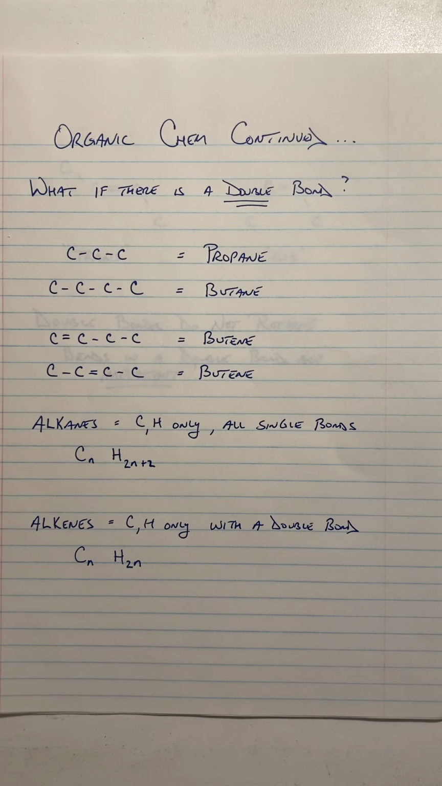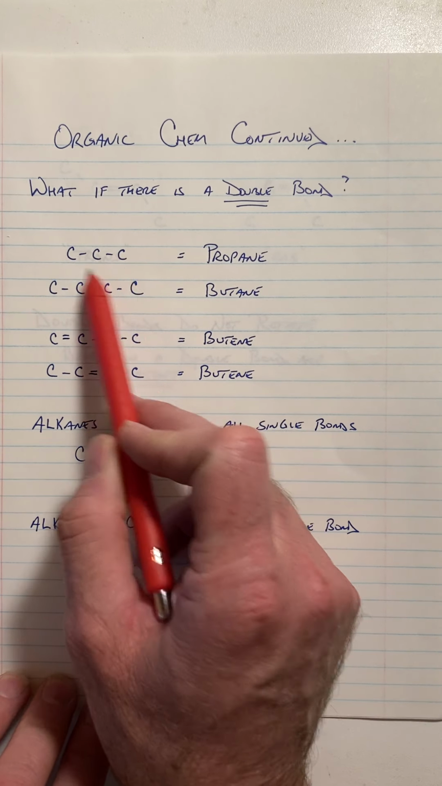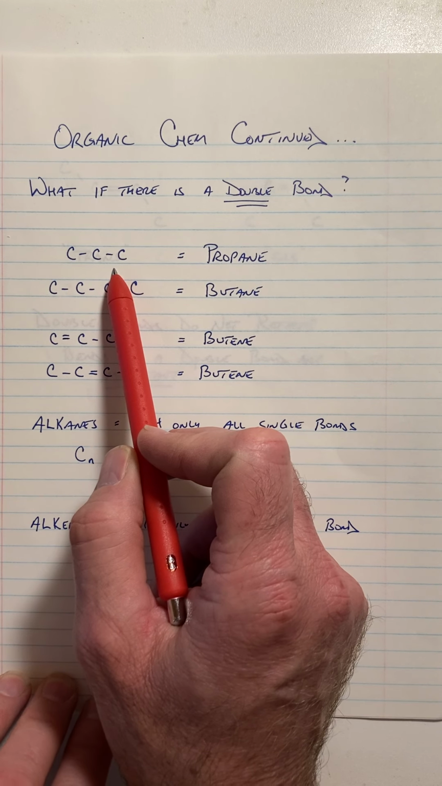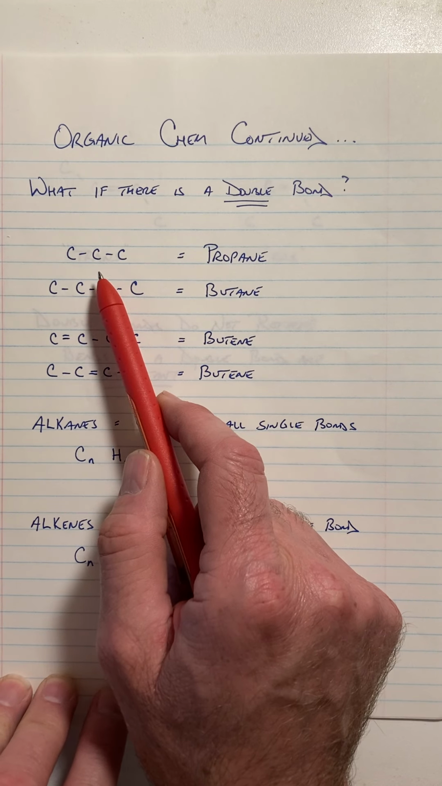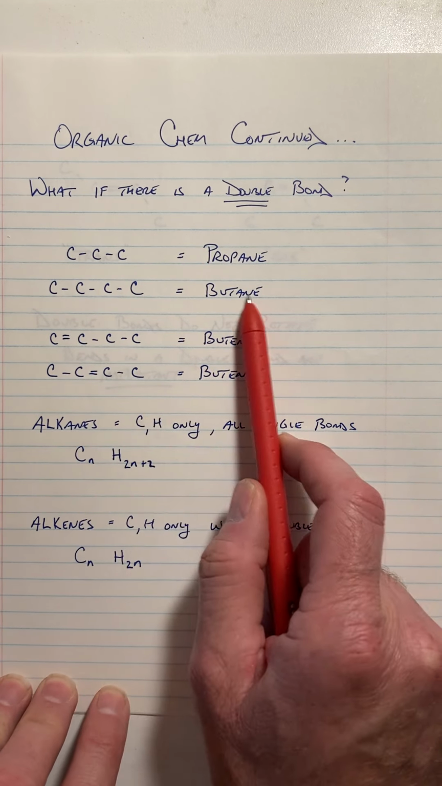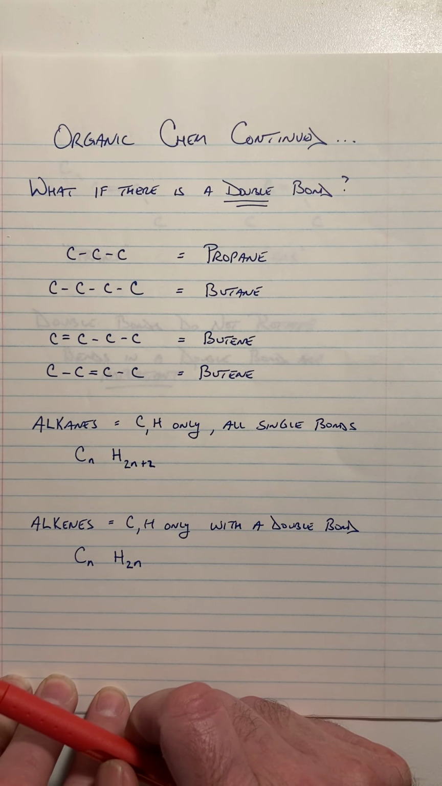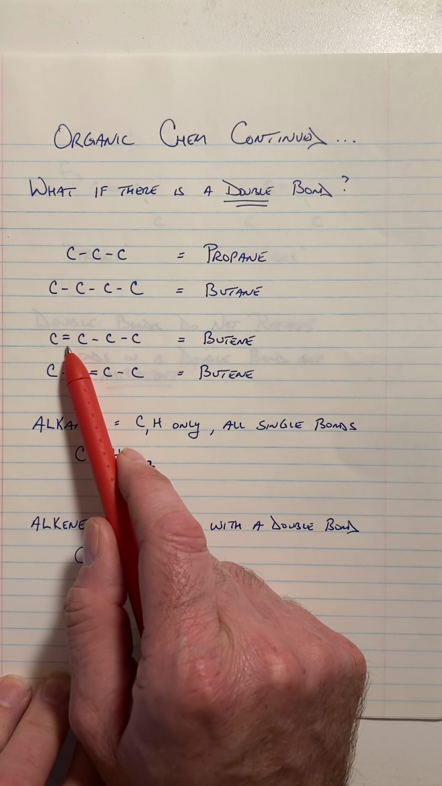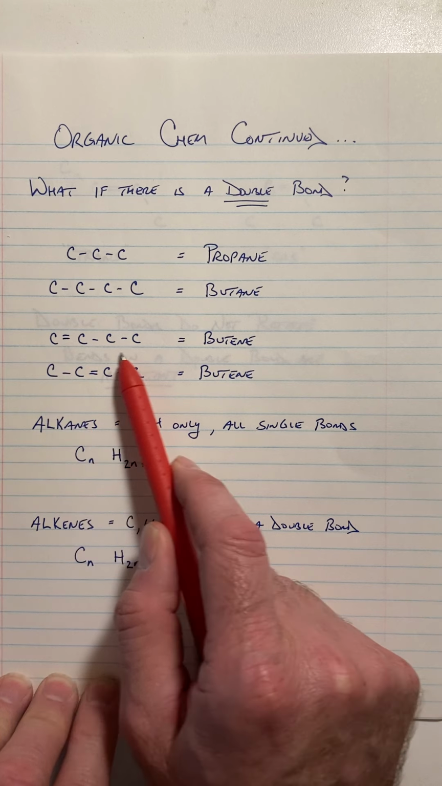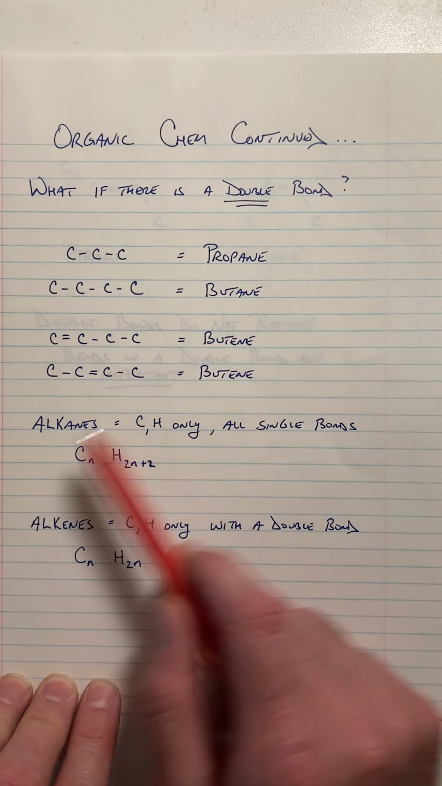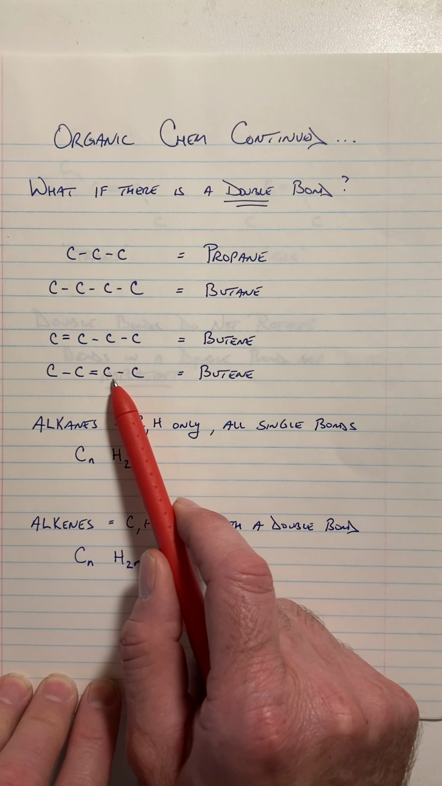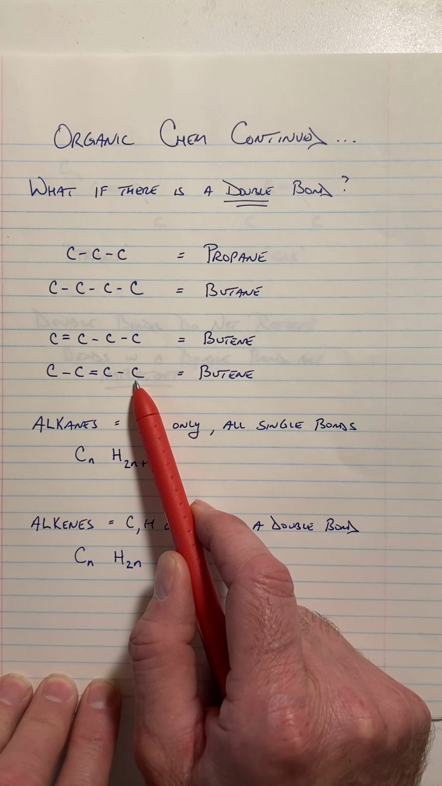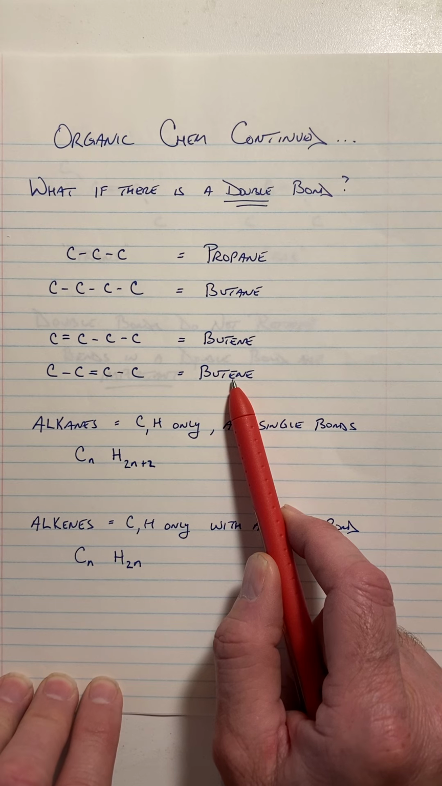What if there was a double bond? So here we have a propane because it's got 3 carbons, and you'll notice that I'm getting a little bit lazy. I'm not writing the H's anymore. This is a butane. It's got 4 carbons, but this one has a double bond in it. 4 carbons with a double bond is called butene. And this one's 4 carbons with a double bond in it. So that one's butene.